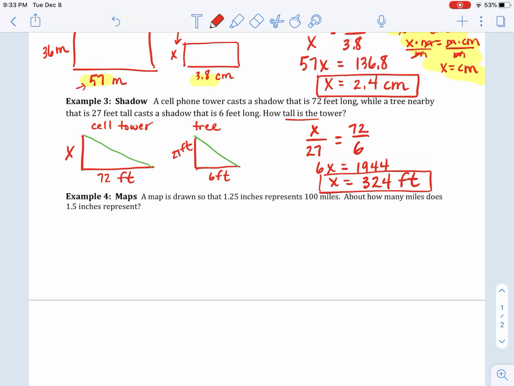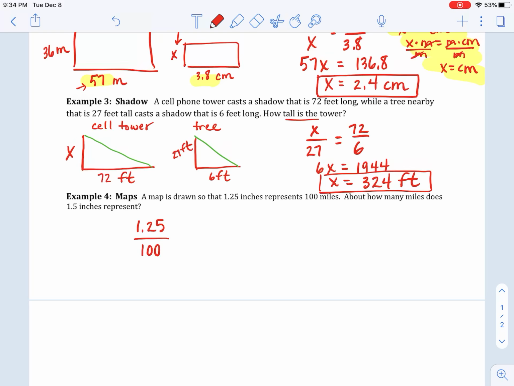All right, last one. We have a map that is drawn so that 1.25 inches represents 100 miles. About how many miles does 1.5 inches represent? In reality, we're saying that on the map, for every 1.25 inches, you're going to go 100 miles. I don't really draw a picture on this one. I never thought about that, but for me there's not a real picture I could draw. Maybe one of you would want to draw a picture, but I can't think of a good one. So I'm just going to say 1.25 inches represents 100 miles on the map.